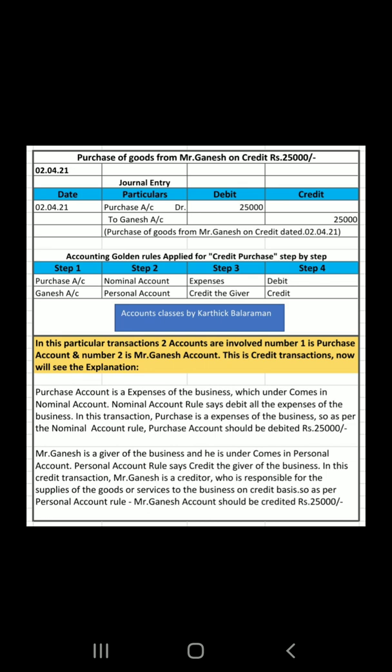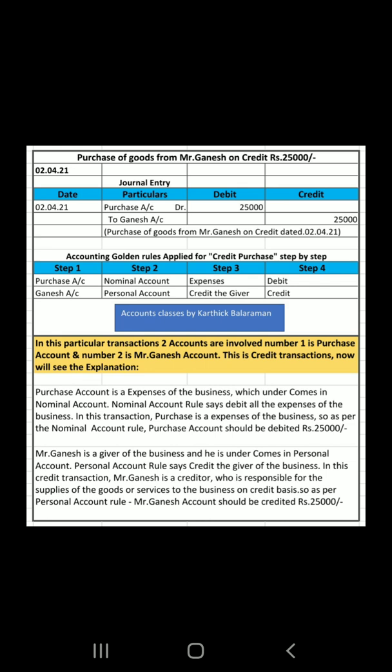Now we'll see the explanation. First we'll see the purchase account. Purchase account is an expense of the business, which comes under nominal account. What does the nominal account rule say? Debit all the expenses of the business. In this transaction, purchases is an expense of the business. So as per the nominal account rule, the purchase account should be debited, because purchase is an expense. Rupees 25,000 debited.